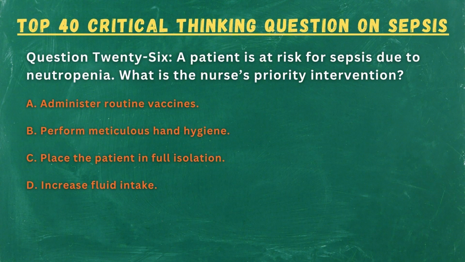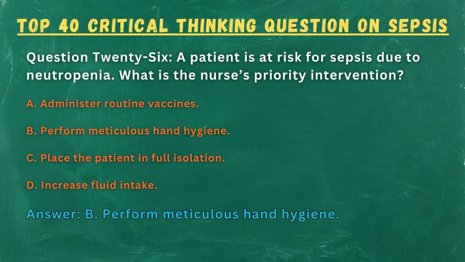Question 26. A patient is at risk for sepsis due to neutropenia. What is the nurse's priority intervention? A. Administer routine vaccines. B. Perform meticulous hand hygiene. C. Place the patient in full isolation. D. Increase fluid intake. Answer: B. Perform meticulous hand hygiene.